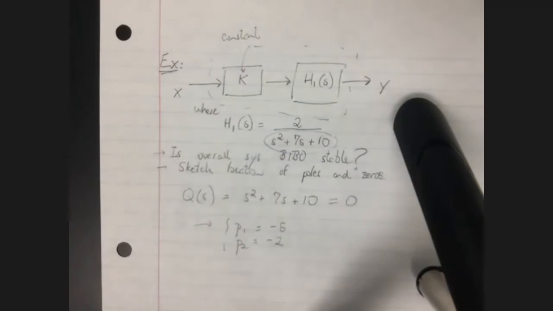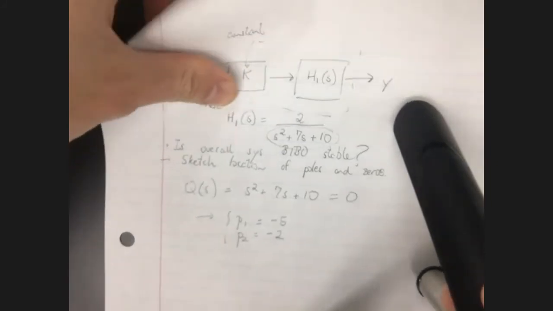-5, -2. Because they're both negative, or at least their real part is negative, then we can guarantee that the system is going to be stable. So we know that the real part of the poles is negative, so the system is stable.